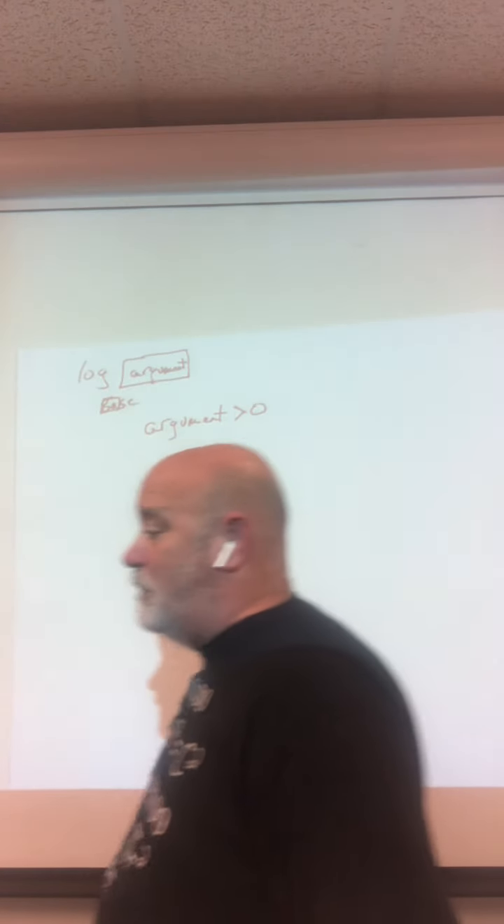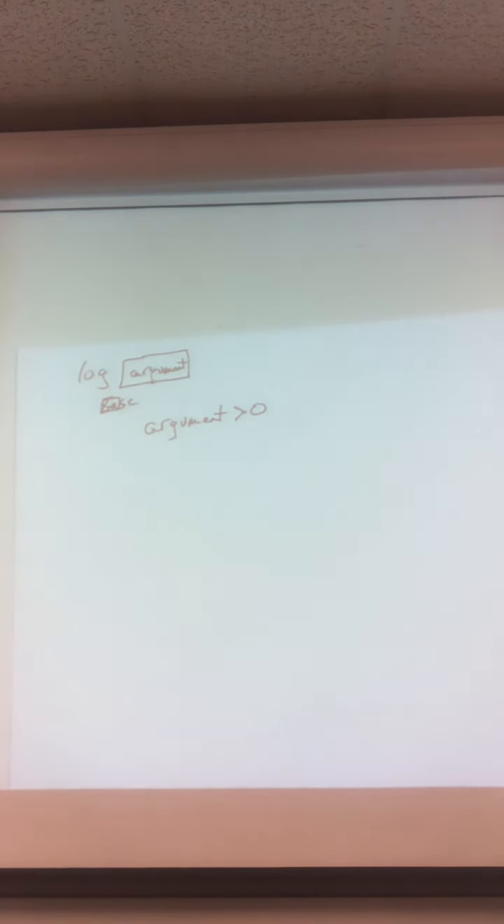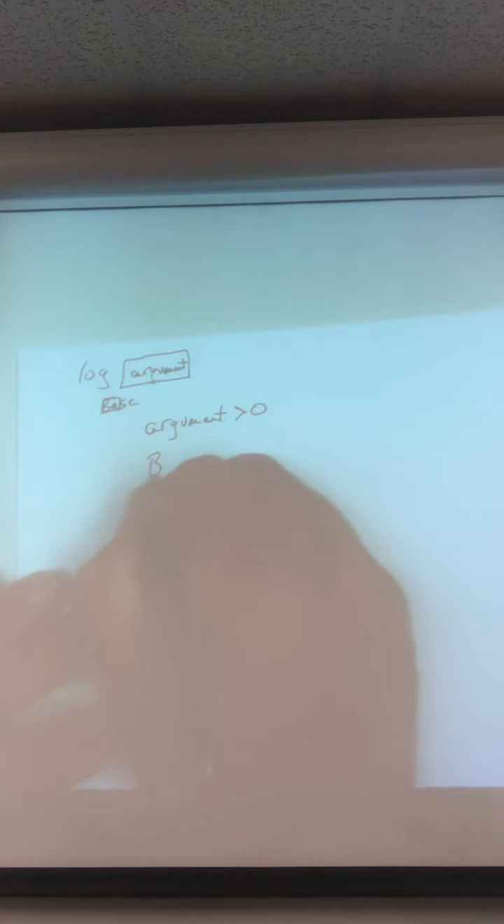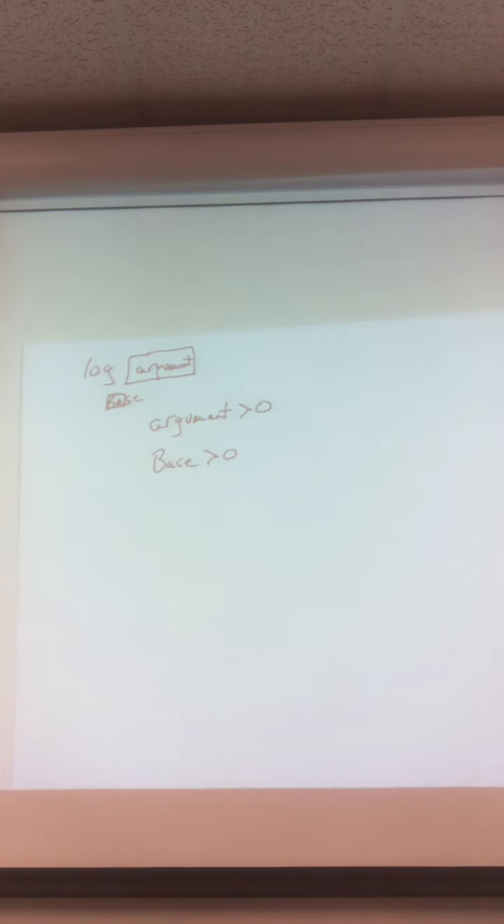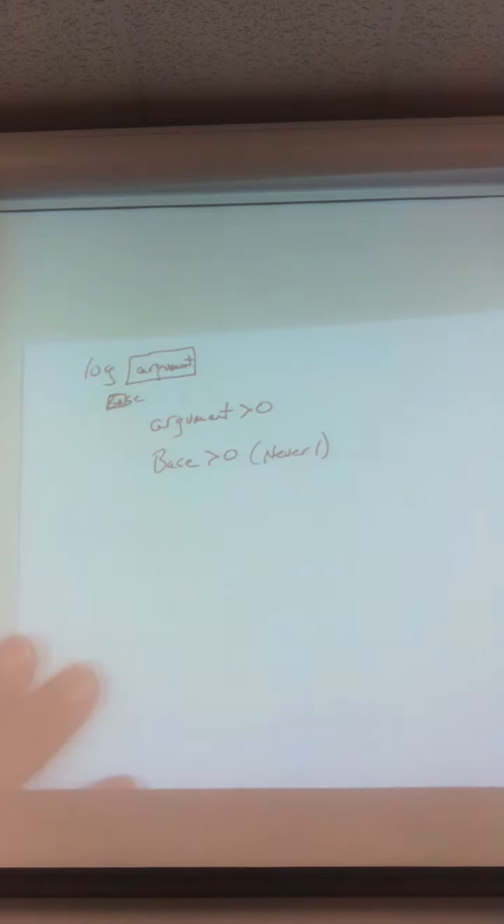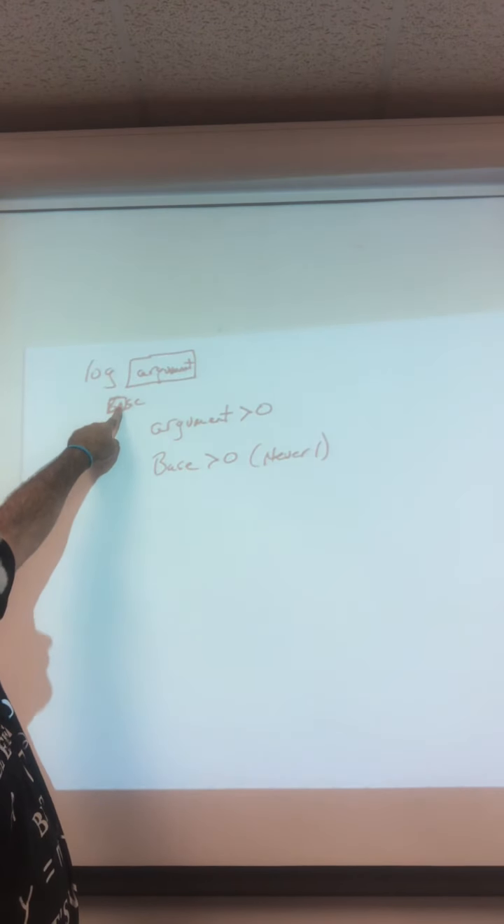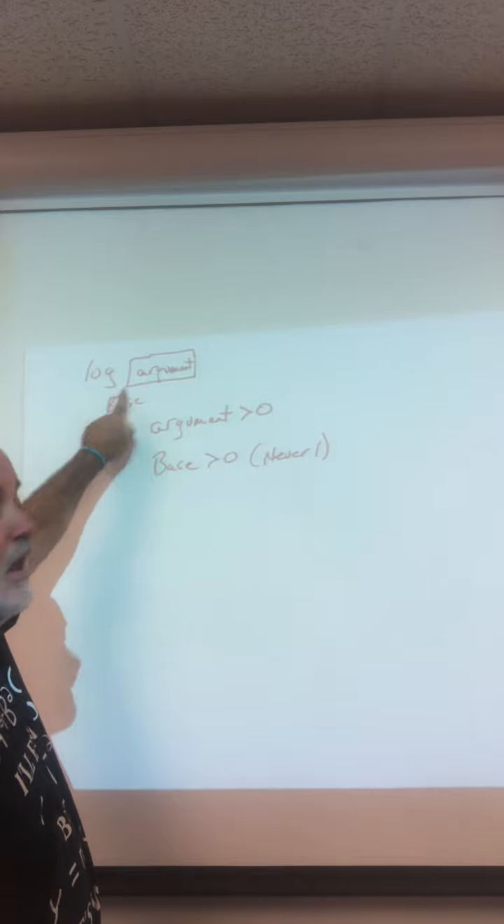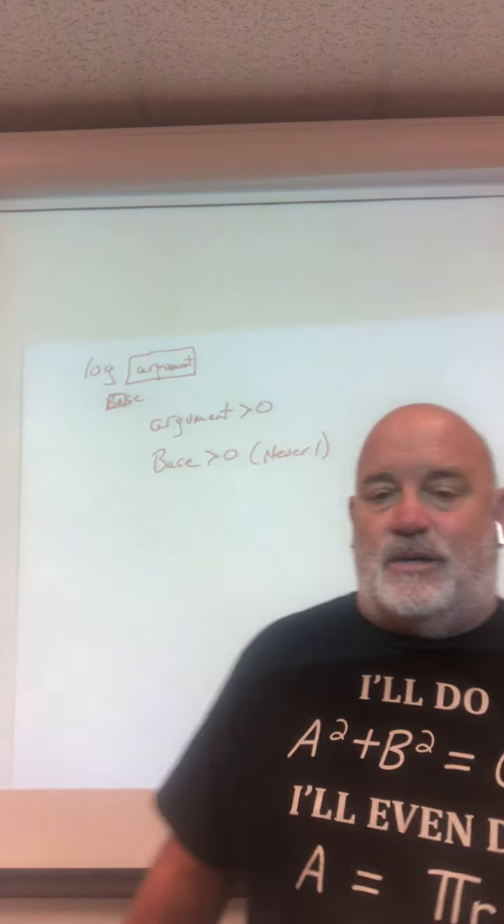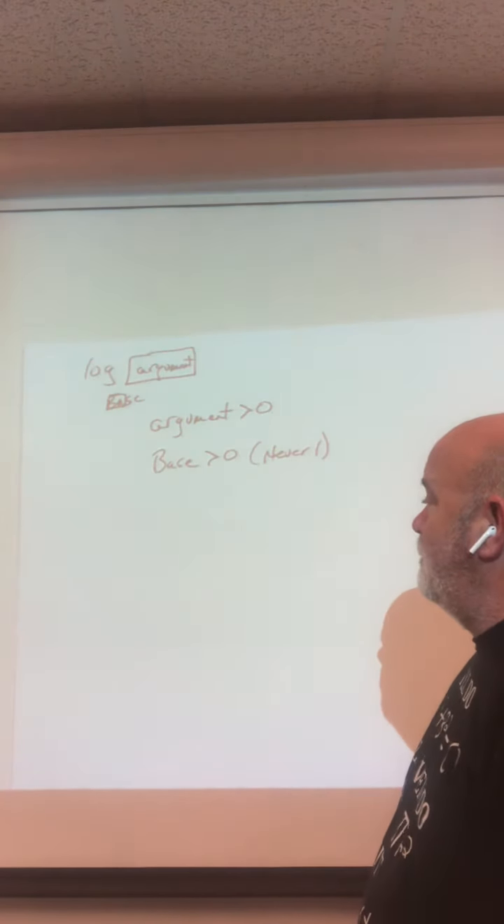Now, there's also a stipulation on the base. The base has to be greater than 0 also. But there's one extra stipulation: the base can never be 1. So this has got to be positive, this has got to be positive, but this right here can never be 1. I'm going to show you why that's the case on some of these in just a few minutes.